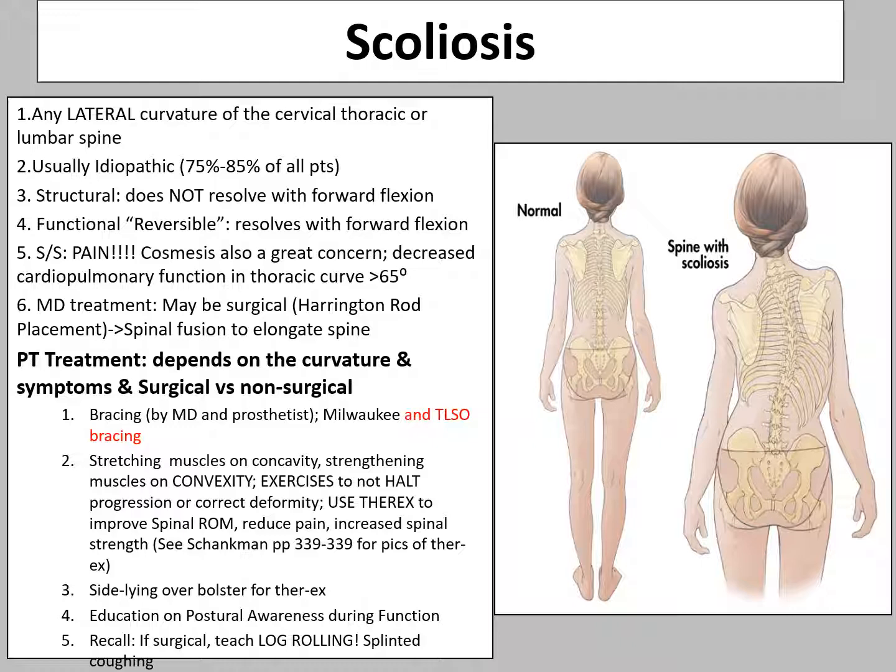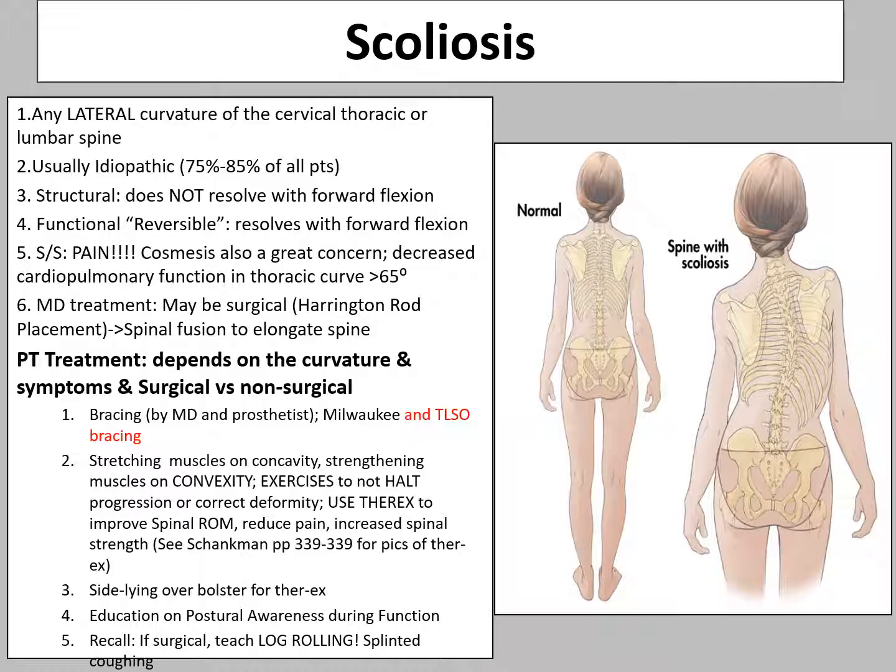Scoliosis is a lateral curvature of the cervical, thoracic, and lumbar spine. It's usually idiopathic, meaning we don't know the cause. And there are two types: structural or functional. Structural means that it is fixed and does not resolve, versus functional is reversible. As we have our patient flex forward, the curve will resolve and not be pronounced.